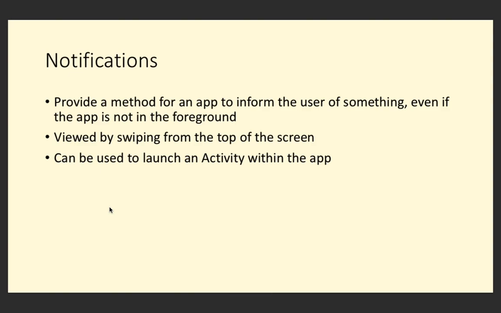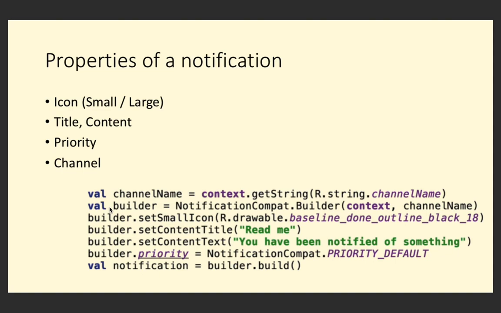So obviously, a notification allows the app to inform us of something, and it can do it even when it's not in the foreground. As I said already, you swipe from the top of the screen, and you can launch an activity from it. It takes a little bit of getting set up. You have to give it an icon. You have to at least give it a small one, but you can also give it a large one. You have to provide a title and some content. You set how important it is with a priority. And if you're running on Android Oreo or later, you also have to specify a channel.